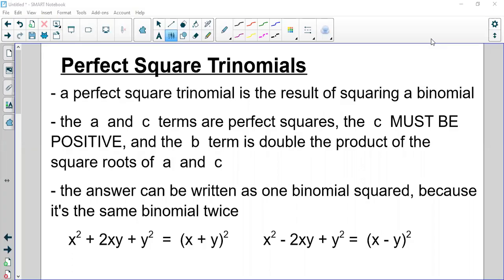Hey there, it's time to look at some perfect square trinomials. What is a perfect square trinomial, you say? It is a trinomial that comes from squaring a binomial.